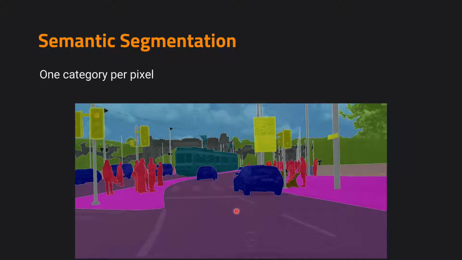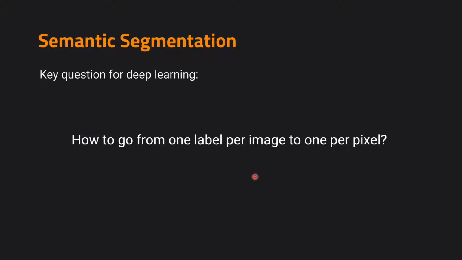And please note that here in semantic segmentation, we do not care about identity. It means that when we assign the car label to different pixels, we only worry about their category. We do not care whether this pixel and this pixel belong to the same car. And there is a key question of using convolutional networks for semantic segmentation or even other more complicated tasks. That is, how we can go from one label per image to one per pixel.